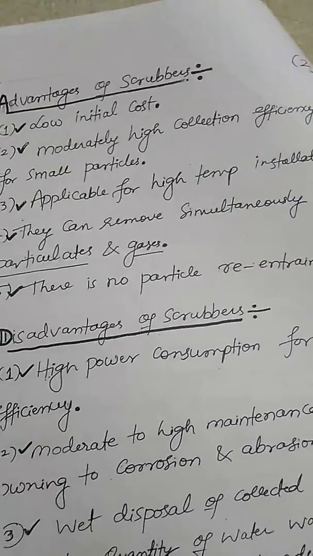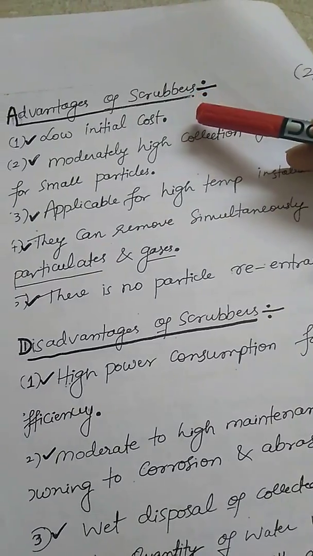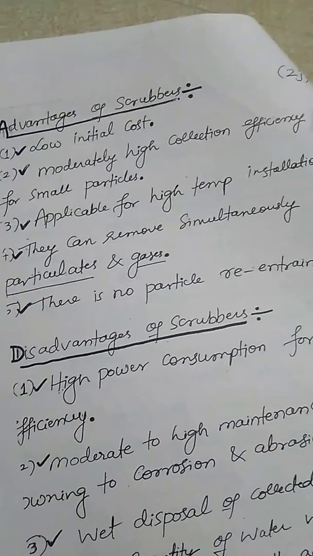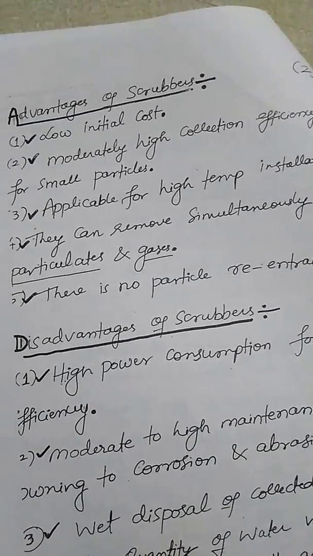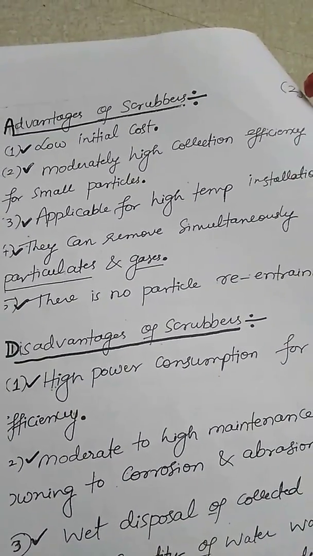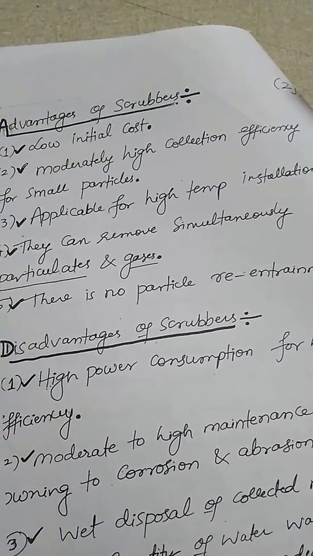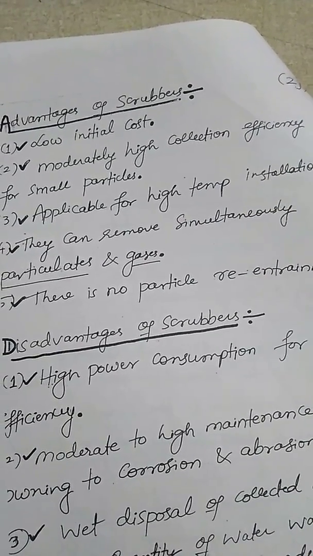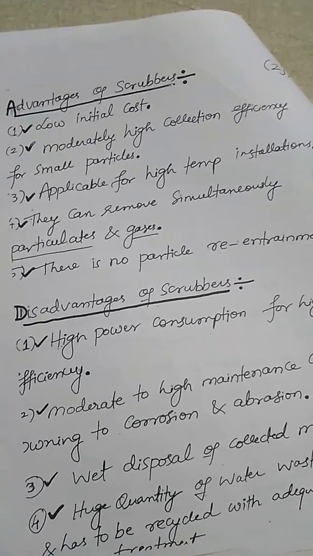Now we'll see the advantages of the scrubbers. The scrubbers have a low initial cost and moderately high collecting efficiency, as they collect particles from 0.1 microns also. They can be used for high temperature installations, so we can use them with very high temperature gases also. They can remove gases simultaneously.